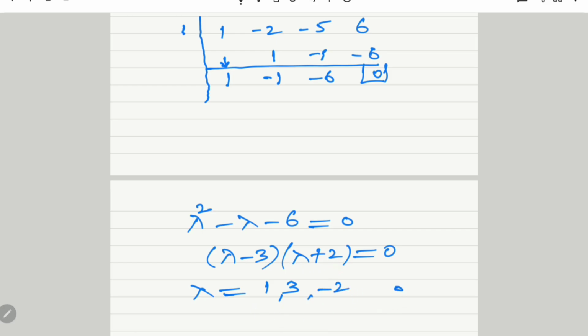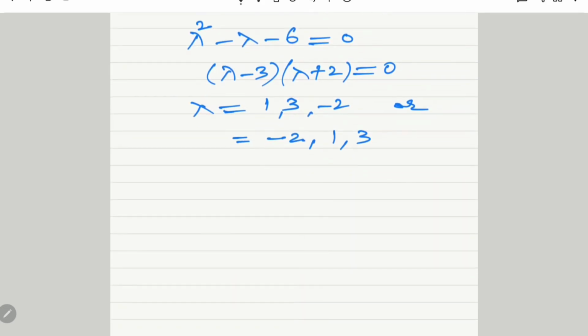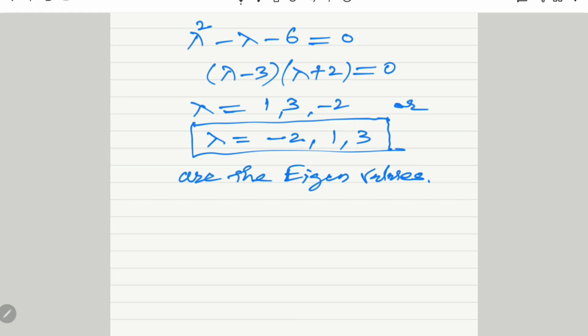Therefore, or we can write as per this order, first minus 2, then 1 and 3 are the eigenvalues. Then there are two important properties for those eigenvalues. We check them, and if those properties are satisfied, we can say that the obtained values are correct.